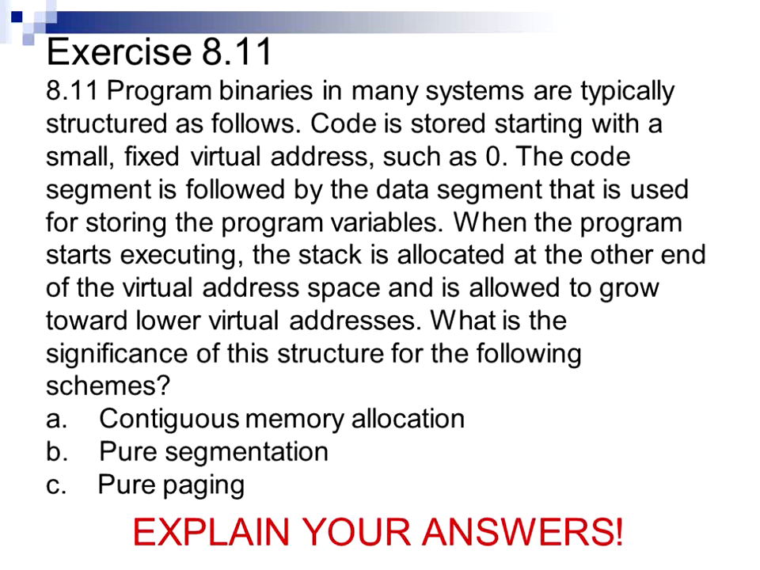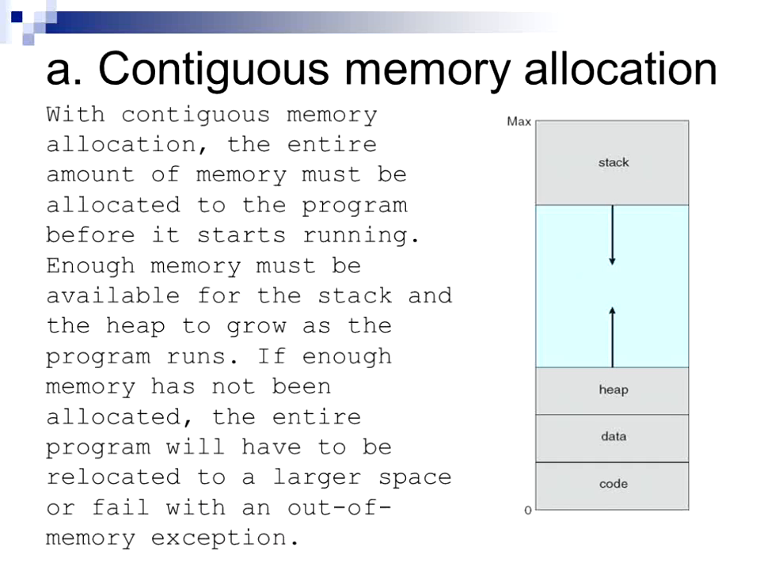So what I wanted you to do in this question is talk about contiguous memory allocation, pure segmentation, and pure paging, and kind of look at what happens as that heap grows or as the program executes. Because the program actually takes up more storage as it executes than when it initially starts to run. So that's kind of what we were looking at in this exercise.